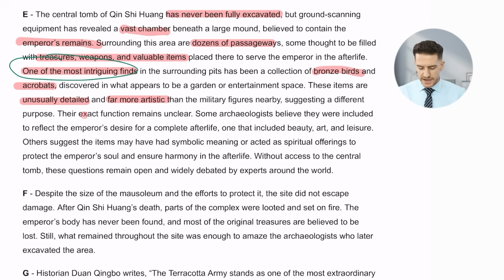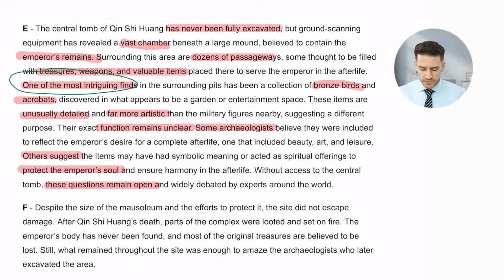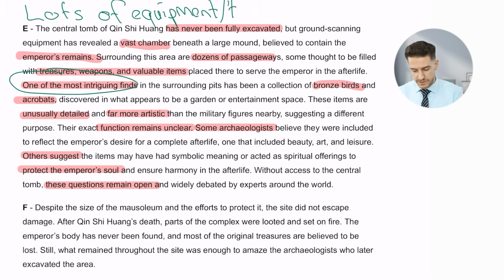So let's keep reading. Their exact function remains unclear. Some archaeologists believe they were included to reflect the emperor's desire. Others suggest they may have a symbolic meaning, to protect the emperor's soul. Without access to the central tomb, these questions remain open. So maybe it's saying that there's some confusion about why these items were there. So for this one, it sort of has two main ideas. The first one is that there is a lot of equipment. There were a lot of things. And it's also talking about the function of these things, or why they were there, is not clear to people. So this one could have two headings, I guess, but I'm just going to go with something simple, which is lots of equipment or lots of things. So let's write that in, things.